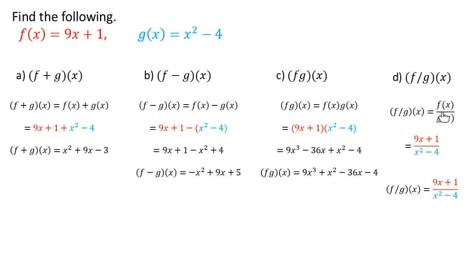So our answer for the division of function f with function g is just precisely this: 9x plus 1 divided by x squared minus 4. Any questions? Okay. All right. There will be some times that you'll have to simplify, okay, but not in this case. All right. Let's go ahead and move forward.